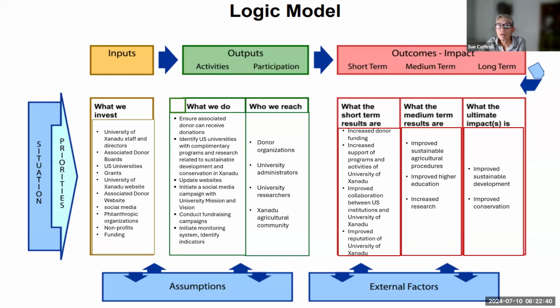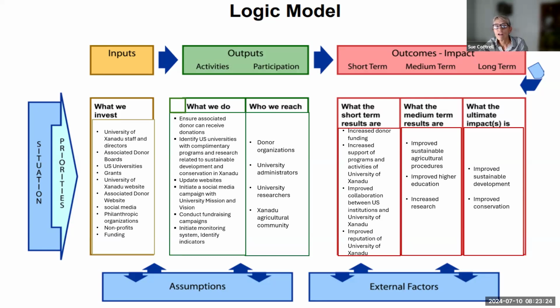Now, outcomes, the short-term results: increased donor funding, increased support of the programs and activities, improved collaboration between institutions and the University of Xanadu, and then improved reputation of the University of Xanadu, which will then increase funding, increase donors, increase participation, increase student enrollment, level of research. The medium term will then improve sustainable agricultural procedures, and improved higher education and increased research. Once we've achieved those, then we will have improved sustainable development and improved conservation.